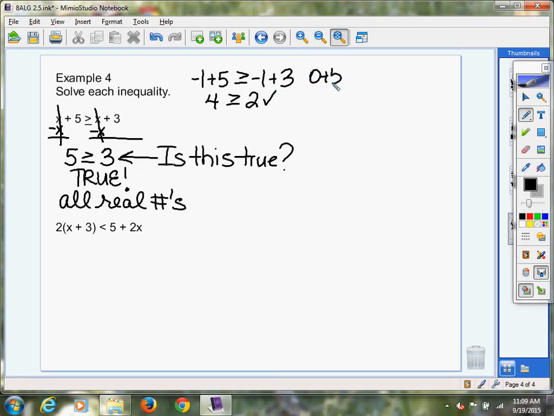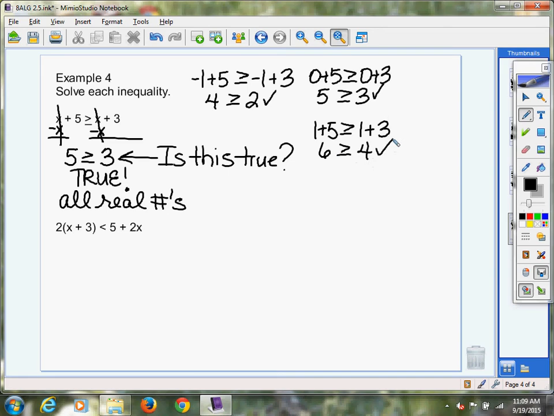Okay, let's try 0. 0 plus 5, is that bigger than 0 plus 3? Well, 0 plus 5 is 5. 0 plus 3 is 3. 5 is bigger than 3. That is true. Okay, let's try +1. 1 plus 5. Is that bigger than 1 plus 3? 1 plus 5 is 6. 1 plus 3 is 4. 6 is bigger than 4.